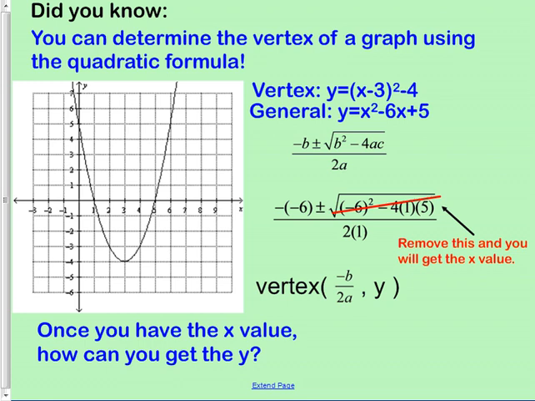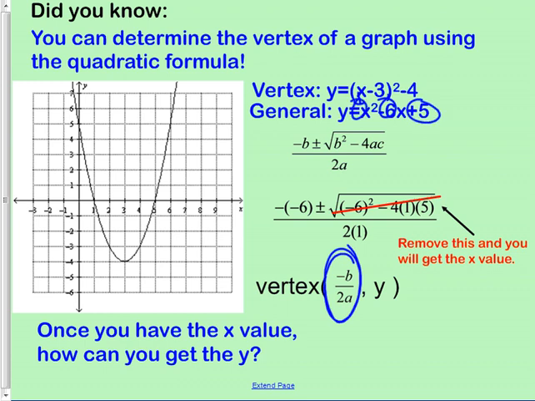So this is just a side note here. You can get the vertex of a graph using the quadratic formula. Basically, the thing I'd want you to get out of this is the vertex is found at negative b over 2a. That is a really handy thing for finding the vertex. Negative b over 2a.